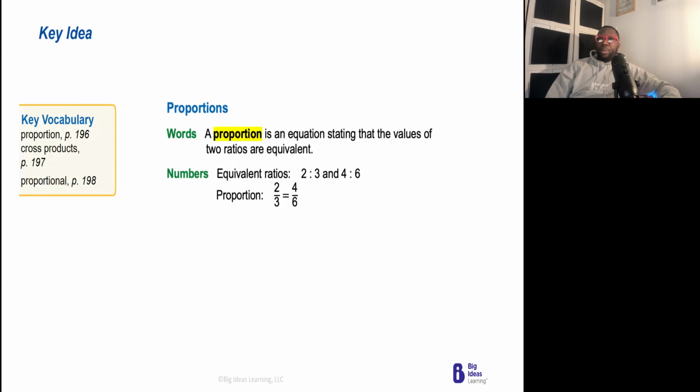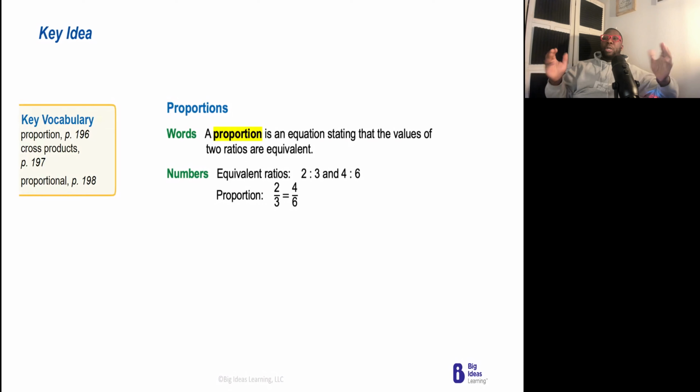As a reminder, a proportion is an equation stating that the values of two ratios are equivalent. So 2 to 3 is equivalent to 4 to 6. That forms a proportion. And if you have your textbook, you can go to pages 196, 197, and 198. As you can see on page 196, we'll be able to use cross products, which is going to come up a little bit later in the video.